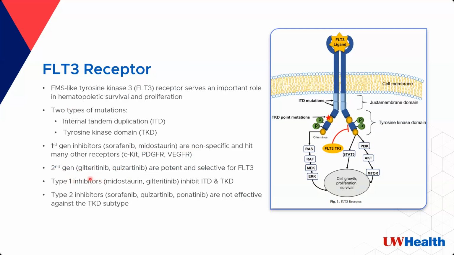The type 1 inhibitors are going to inhibit both ITD and TKD. So this is going to be midostaurin and gilteritinib. And then your type 2 inhibitors are going to be sorafenib, quizartinib, and ponatinib, and they're not effective against the TKD subtype. So something to consider if you're thinking about starting quizartinib, the patient has to have an ITD mutation and can't have just the TKD subtype.